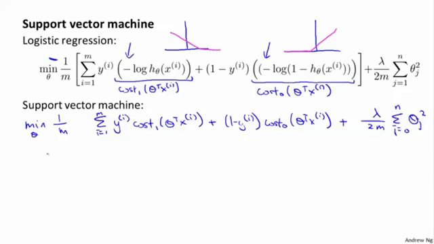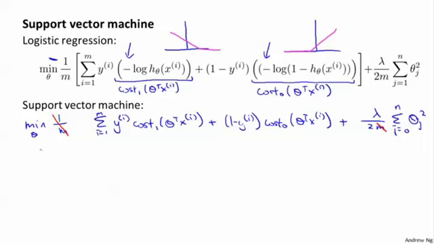But here's what I mean. What I'm going to do is get rid of these 1 over m terms, and this should give me the same optimal value for theta, right? Because 1 over m is just a constant. So, whether I solve this minimization problem with 1 over m in front or not, I should end up with the same optimal value for theta.